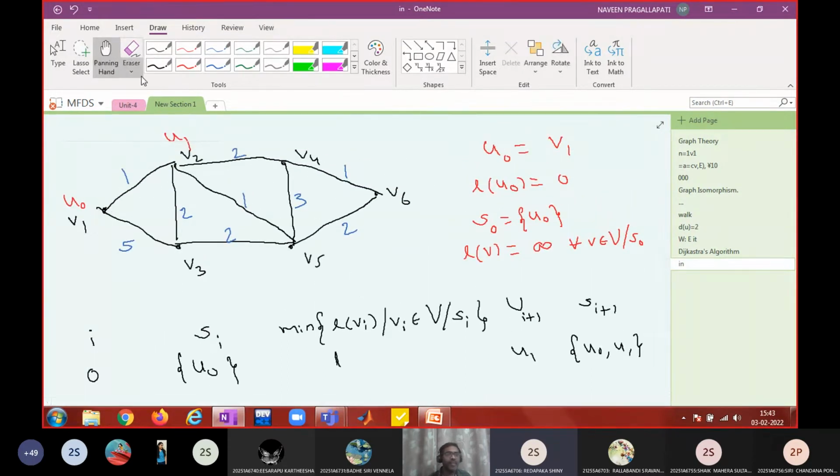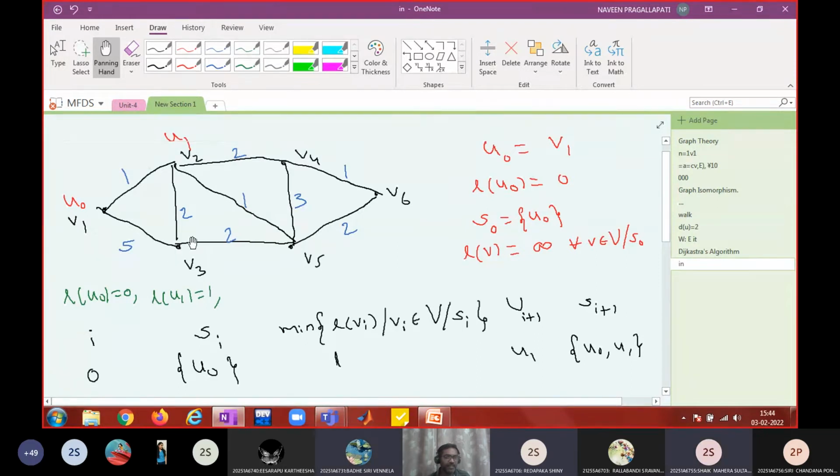What is L of U1? Let me write here. L of U0 is 0. L of U1 is 1. And the remaining vertices have infinite length. Now look at the remaining vertices. U1 is nothing but V2. Remember this. The remaining vertices are V3, V4, V5, V6. Among all these vertices, which vertex is nearest to these two?